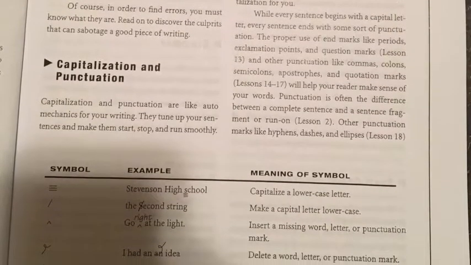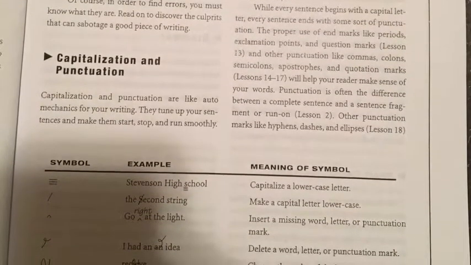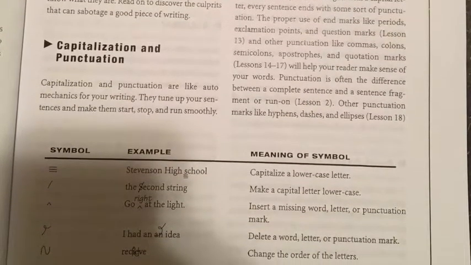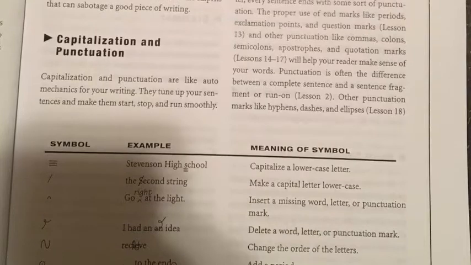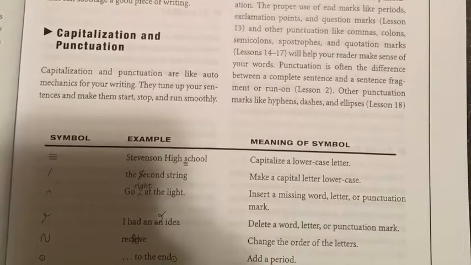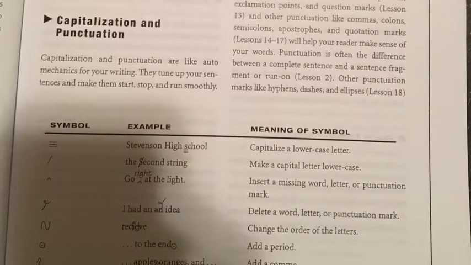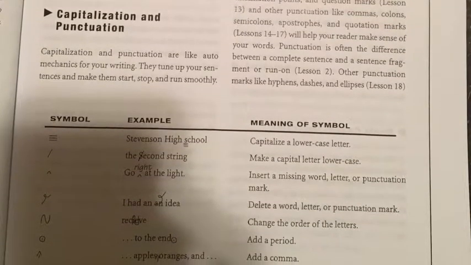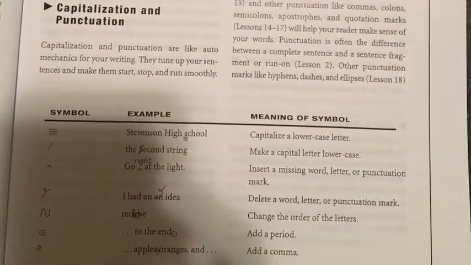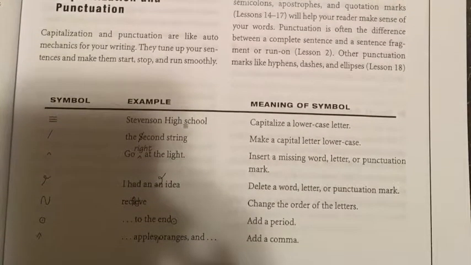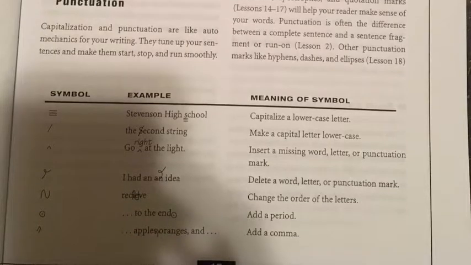The proper use of end marks like periods, exclamation points, and question marks, and other punctuation like commas, colons, semicolons, apostrophes, and quotation marks will help your reader make sense of your words. Punctuation is often the difference between a complete sentence and a sentence fragment or run-on. Other punctuation marks like hyphens, dashes, and ellipses give flair to your writing and should be used for function as well as style.